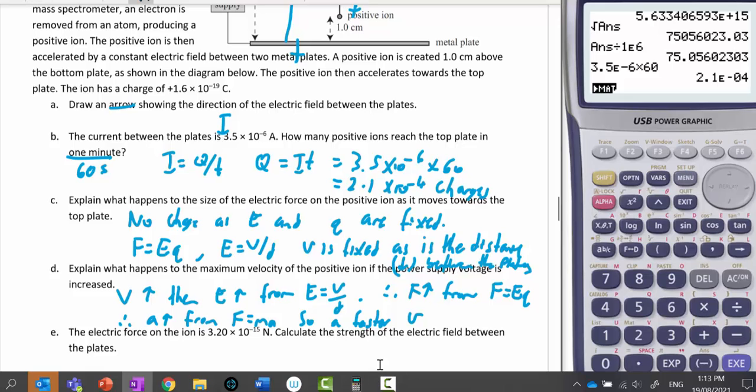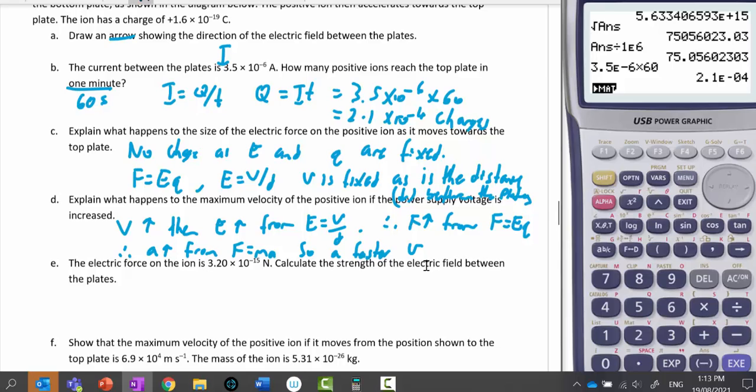You could also argue from a different perspective. You could argue that EP equals EK, which equals a half mv squared, which equals EQD, and so if E goes up, velocity goes up. So that's another way of arguing for D. You can use these arrows, they're fine. A couple more words is potentially more helpful.